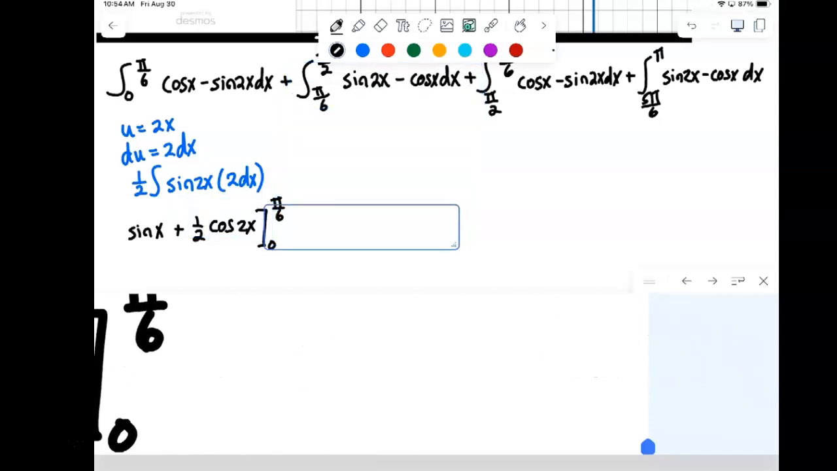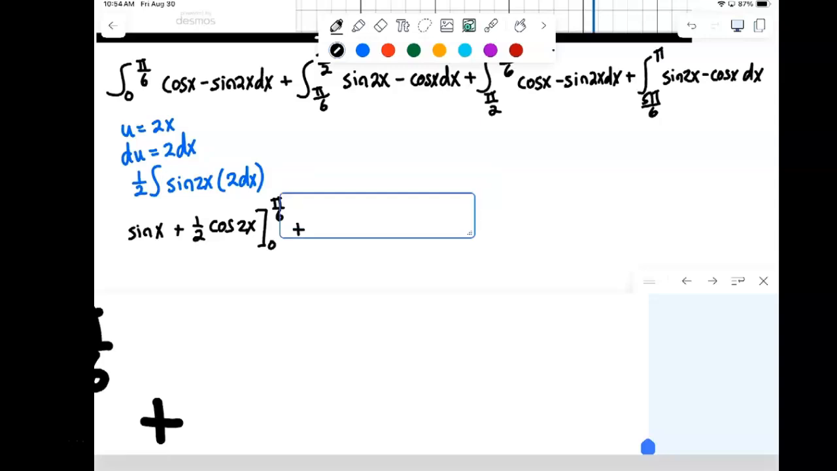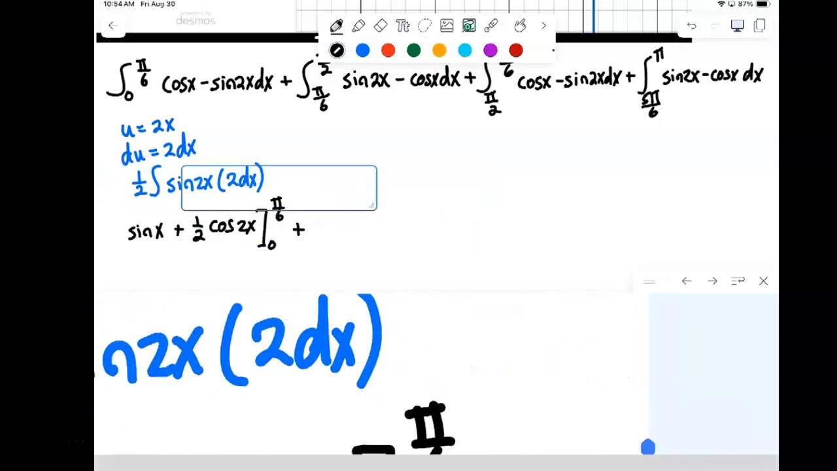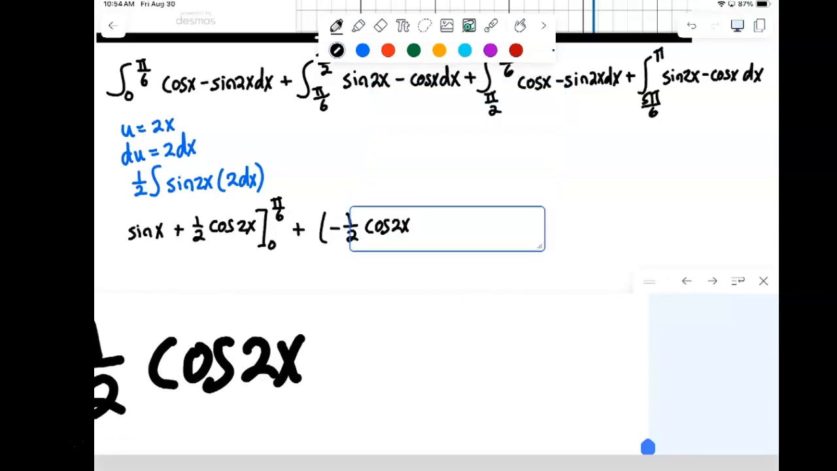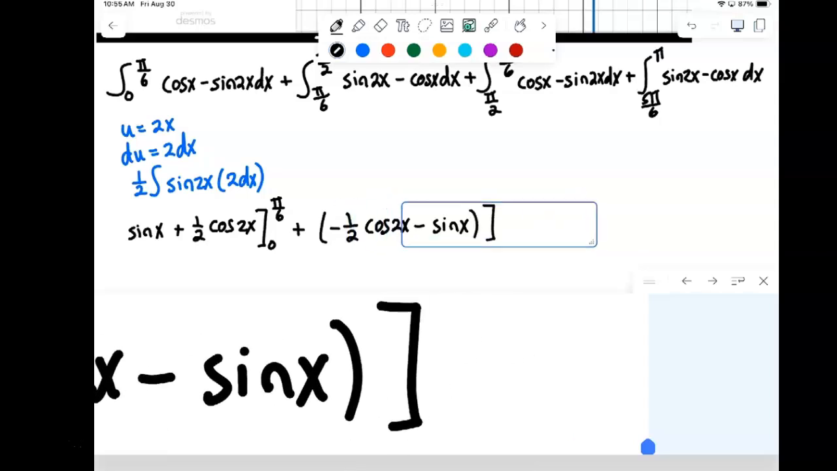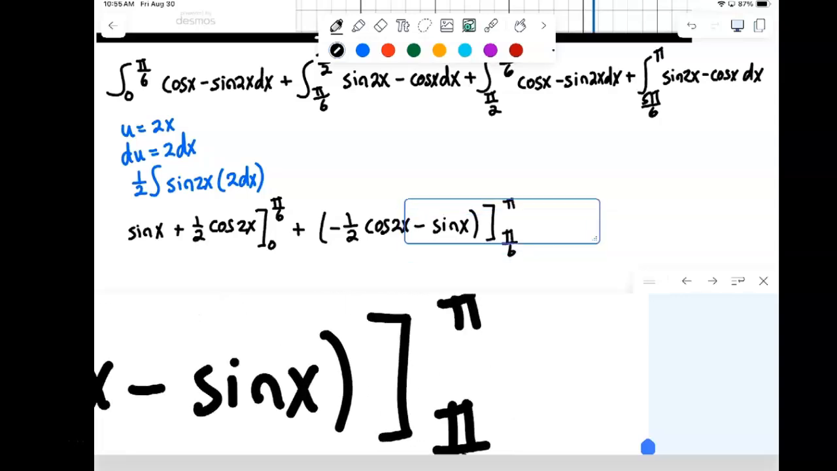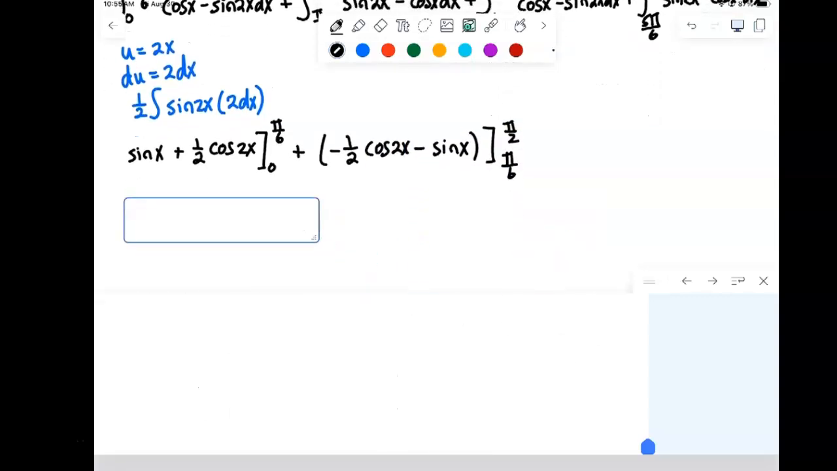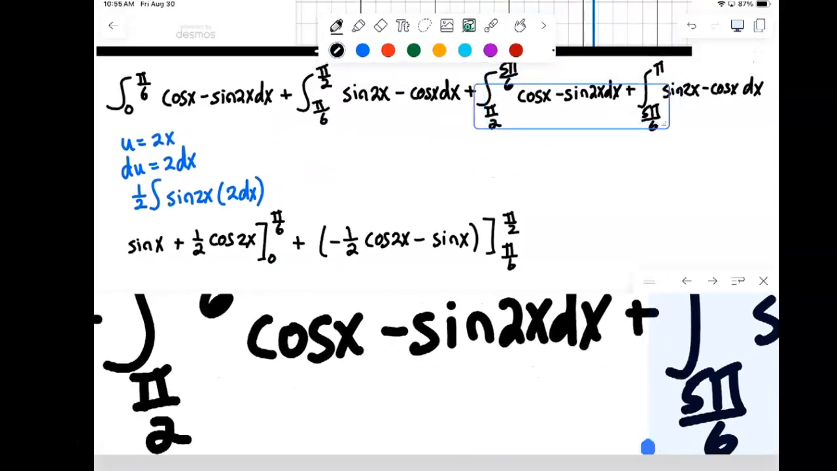And our second one is going to have a sine 2x. Sine when integrated is negative. And remember, it's going to have the 1/2 because of the 2x. So that's going to be negative 1/2 cosine 2x. And then integral of cosine is just sine. So it's going to be minus sine. That's going to be evaluated between pi over 6 and pi over 2. And then we keep going, plus the third one here, integral of cosine will be sine.